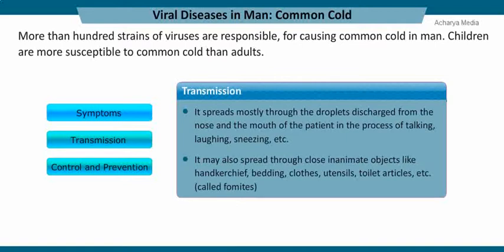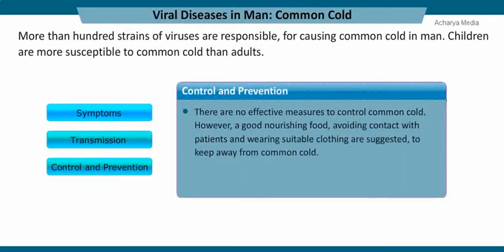Transmission: it spreads mostly through the droplets discharged from the nose and the mouth of the patient in the process of talking, laughing, sneezing, etc. It may also spread through close inanimate objects like handkerchief, bedding, clothes, utensils, toilet articles, etc., called fomites. Control and prevention: there are no effective measures to control common cold. However, good nourishing food, avoiding contact with patients and wearing suitable clothing are suggested to keep away from common cold.